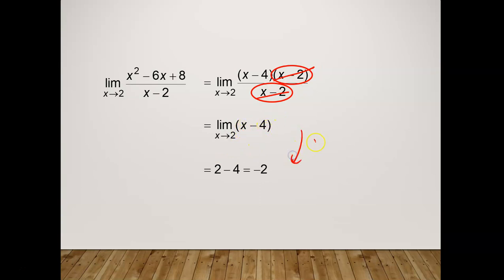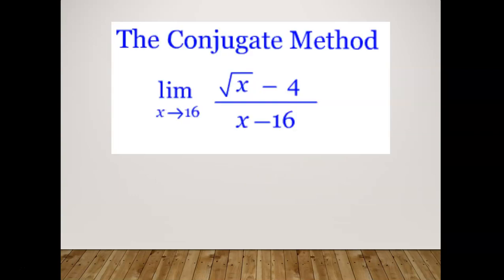And now back to substitution. We substitute 2 inside your x minus 4, so you will get 2 minus 4 equals negative 2. So that is the limit.